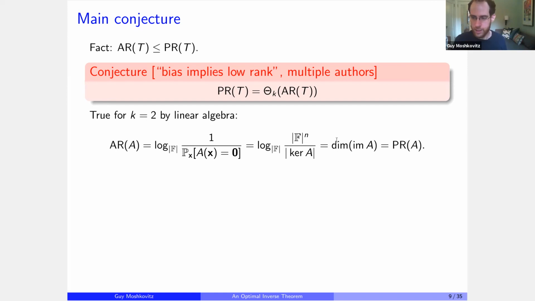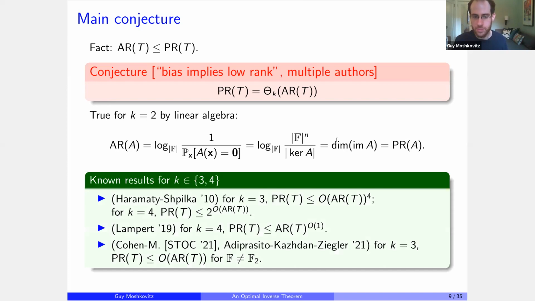When you move to higher values of k, things become much more complicated. There have been some works for very small values of k, when k is 3 and 4. For 3 tensors, Haramati and Shpilka were able to prove a polynomial bound: the partition rank is upper bounded by some fixed polynomial, a 4th power, of the analytic rank. And for 4 tensors, they proved an exponential bound, which was more recently improved to, again, a polynomial bound. But that's only for 3 and 4 tensors.